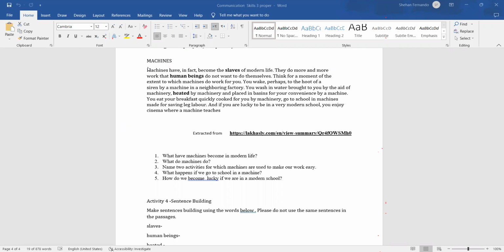You wash in water brought to you by the aid of machinery, heated by machinery, and placed in basins for your convenience by a machine. You eat your breakfast quickly, cooked for you by machinery, go to school in machines made for saving leg labor. And if you are lucky to be in a very modern school, you enjoy cinema where a machine teaches. Right, so please answer. If you have finished, raise your hand.